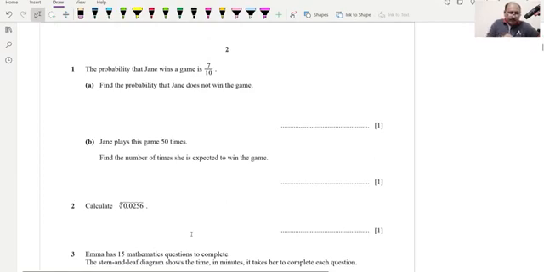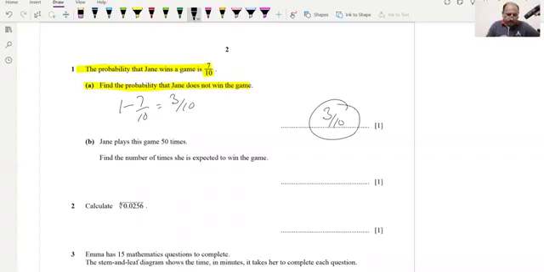The probability that Jane wins a game is 7/10. Find the probability that Jane does not win the game. We know that the total probability is 1, so 1 minus 7/10 will be equal to 3/10. So our answer will be 3/10.